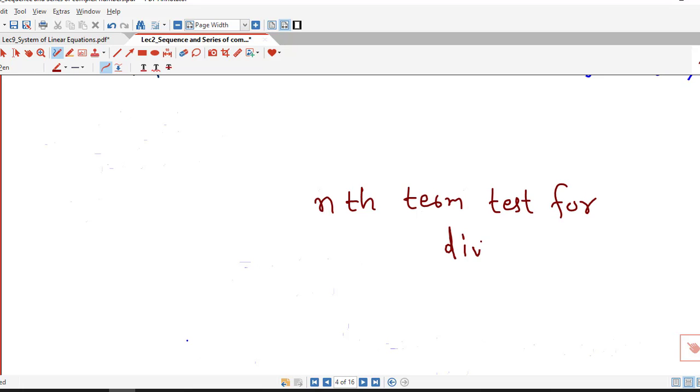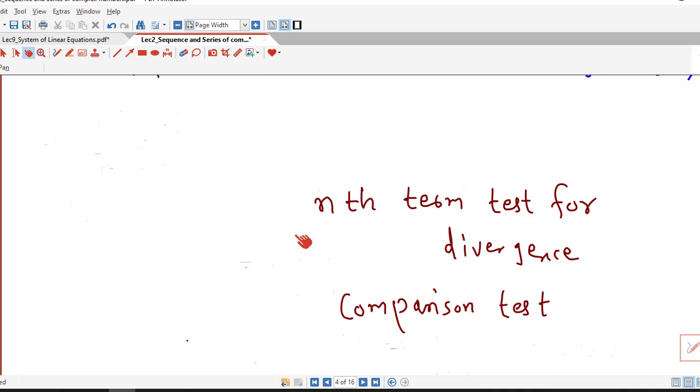So in this lecture we have discussed two tests to decide the convergence of a given series. One is the nth term test for divergence and the second is the comparison test. We have also defined absolutely convergent and conditionally convergent series, and we have discussed convergence of the geometric series. In the next lecture we will discuss some more convergence tests for deciding the convergence of series of complex numbers. So I hope you like this lecture.